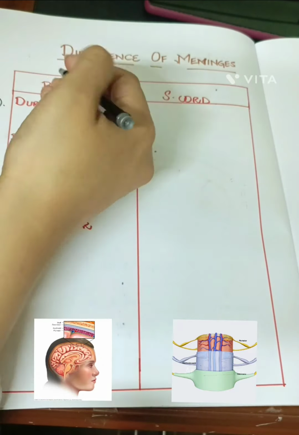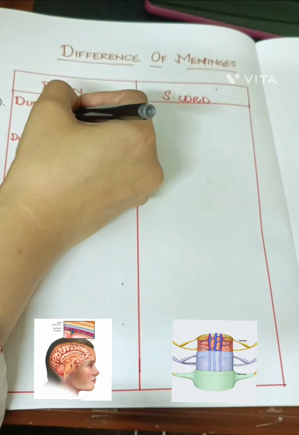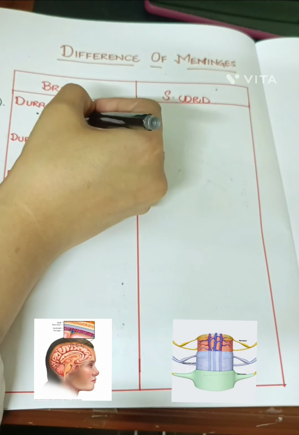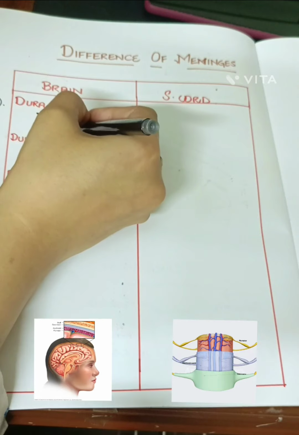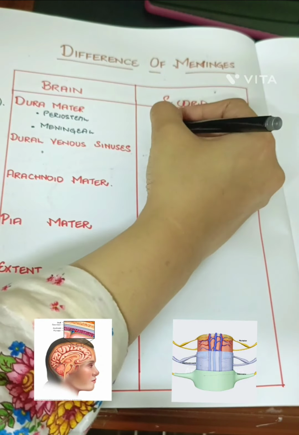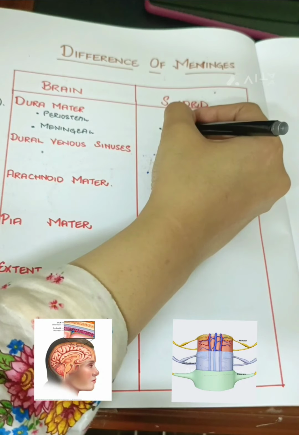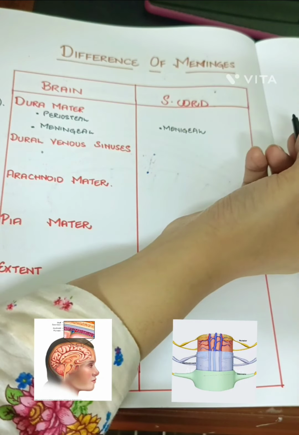In the area of the brain, we have studied that the dura mater is arranged in two layers. We have the outer periosteal layer and the inner meningeal layer. But in case of the spinal cord, there is only the presence of the meningeal layer of the dura mater. Hence, this layer is known as the dura mater proper.